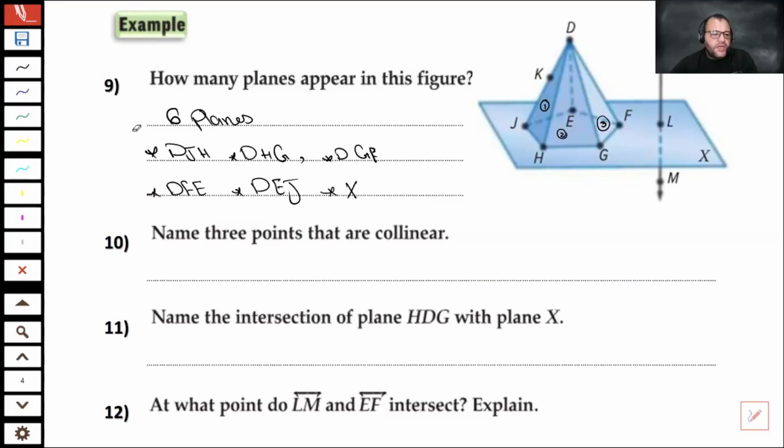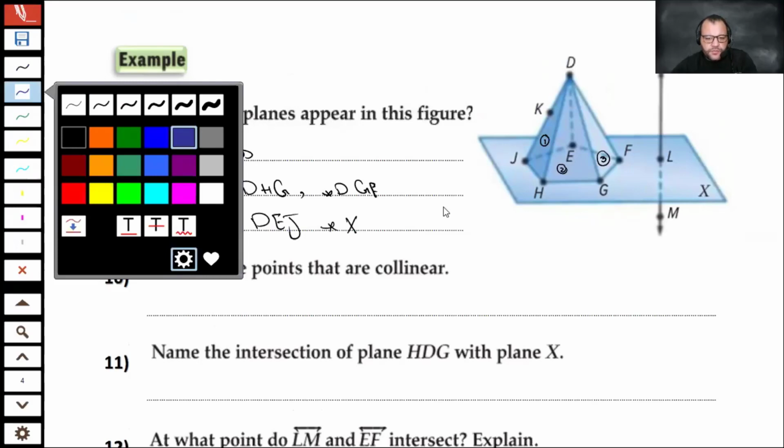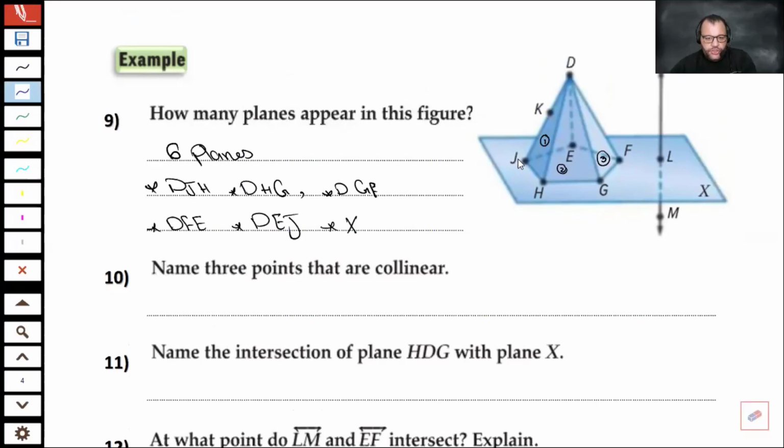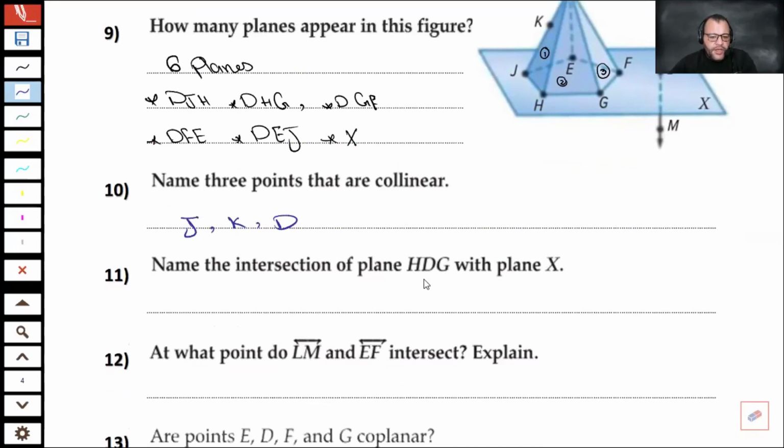Name 3 points that are collinear. I need 3 points that lie on the same line. J, K, and D. The 3 points lie on the same line. Now name the intersection of the plane H, D, G, and plane X.